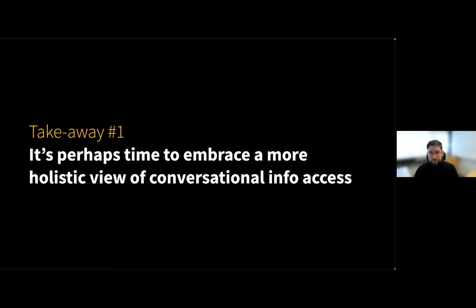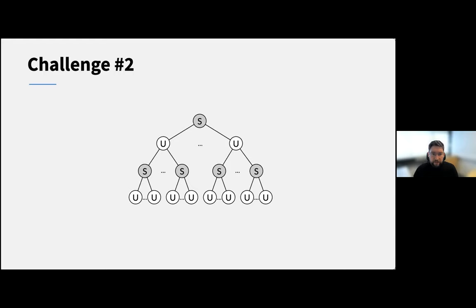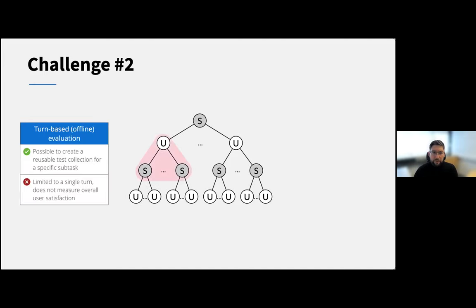And this brings us to a challenge. In this figure, you can see a system and the user and a conversation that can branch at each turn. And this is the space that the conversation can take. And currently, there are two ways of evaluating this. One is turn-based offline evaluation, where we focus on a single turn, a user utterance, and possible system responses given to that user utterance. It's nice because it allows us to create a reusable task collection for a specific task, but it is very limited and it doesn't tell us anything about satisfaction with the agent overall.